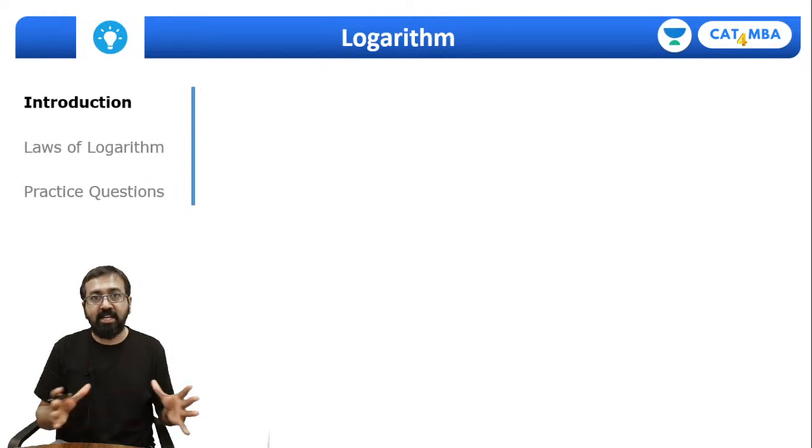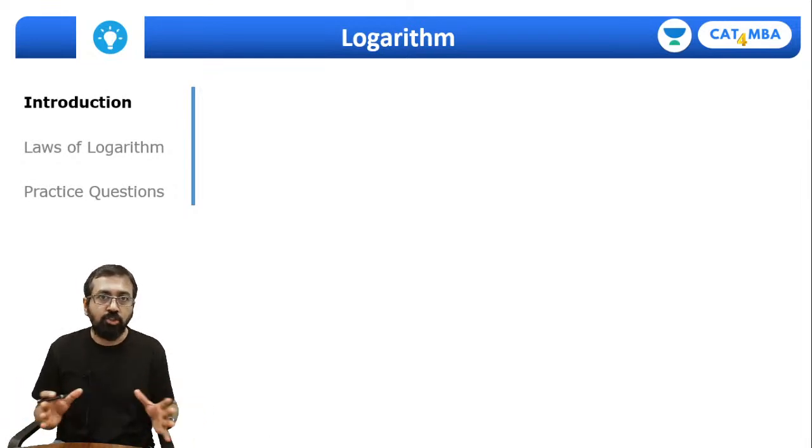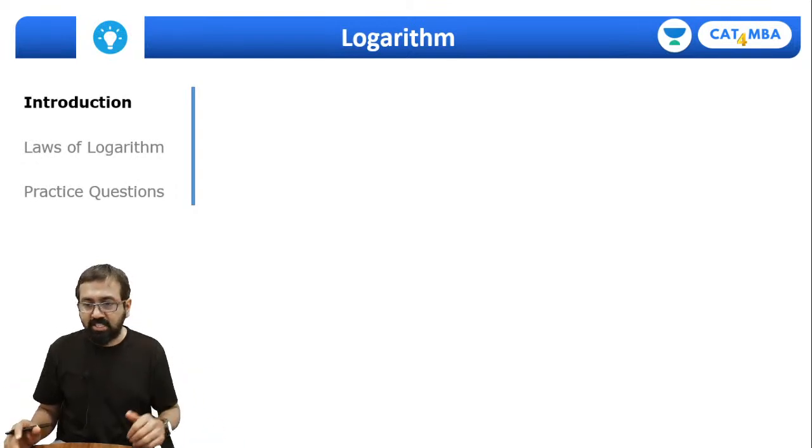But as far as CAT and other MBA entrance exams are concerned, we really don't need to use those tables. We just need to solve certain questions applying certain rules. There are about 8 to 9 important rules which you need to understand, and trust me, you will be able to answer all the questions of logarithm.